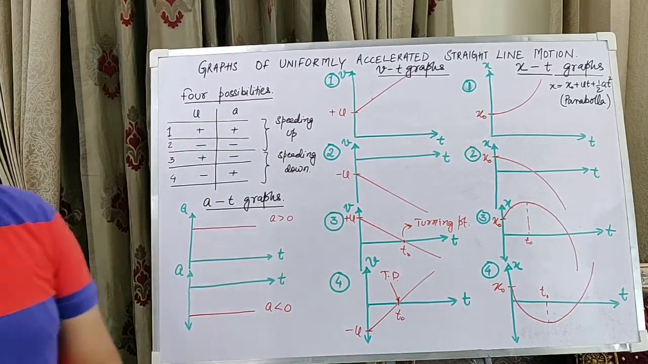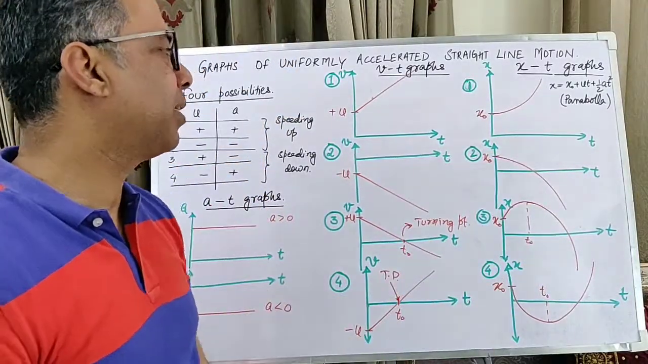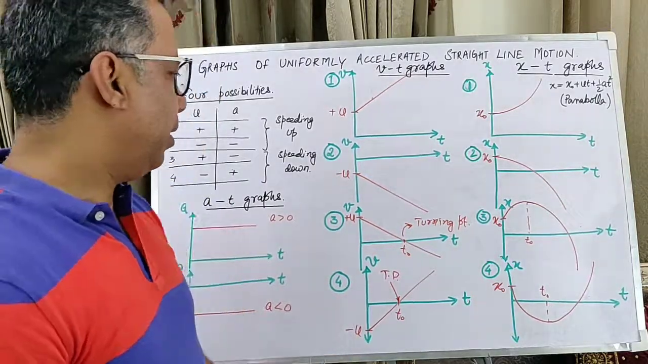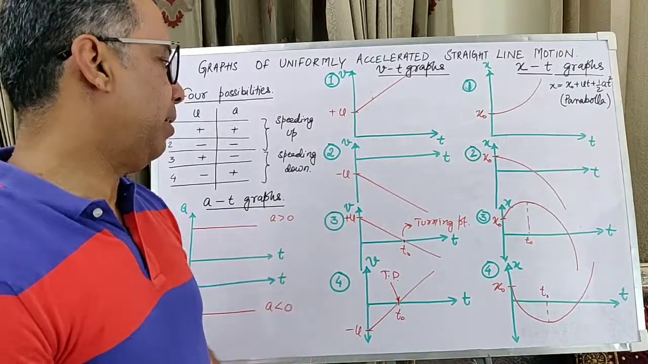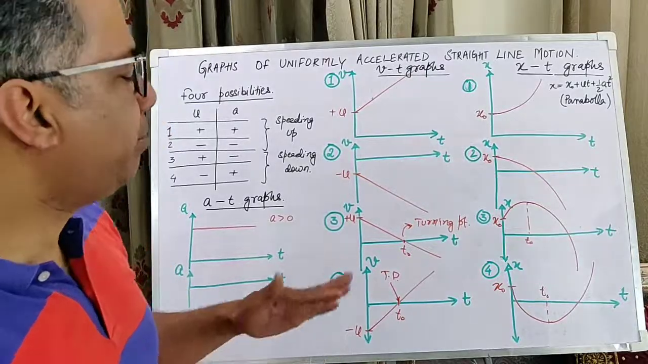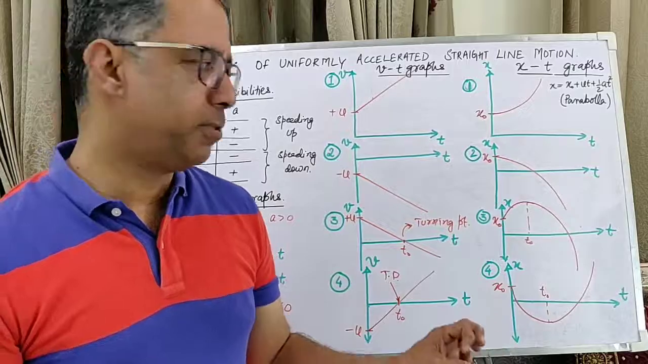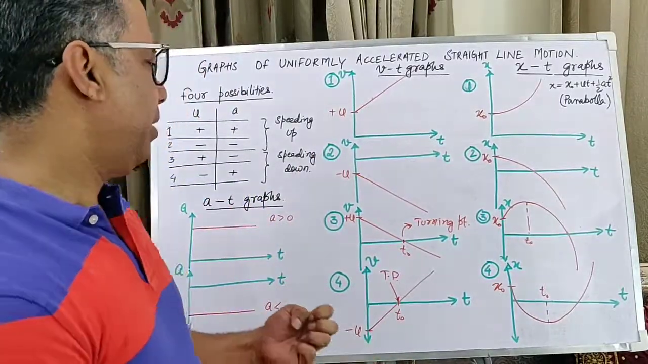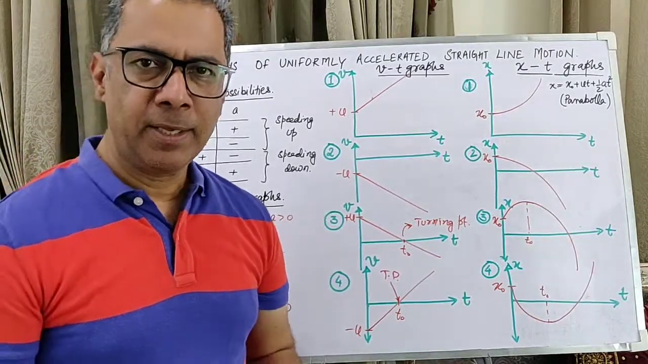And that's the entire set of 4 different kinds of graphs that we can draw for uniformly accelerated motion. Very, very important and very useful ideas here. Please make sure you watch this video a good number of times so that everything discussed here stays on your fingertips. Extremely useful, extremely important graphs here. Thank you very much.